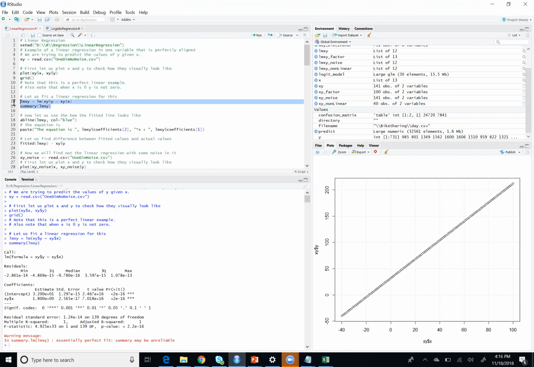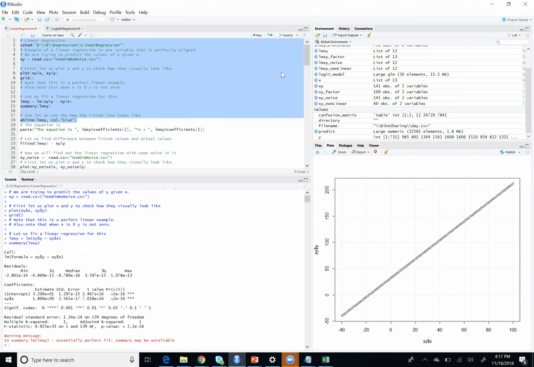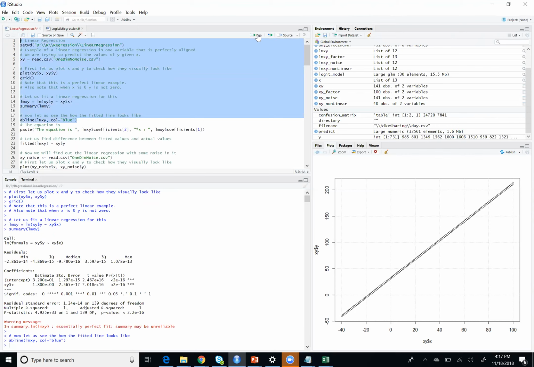So all you need to do is just fit LM between Y and X, and then just do the summary. It'll tell you what the predicted values are, and then you can use this model to plot it. So abline is the command to draw a line through the data. In abline, if you pass the model and give the color, so let's run this. So you see, it drew a blue line through this data. So that's how you can use linear regression in R.